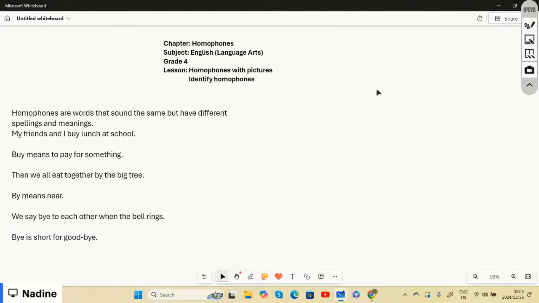All right. So we're going to look at a few words, or we're going to identify a few words that are homophones. They're words that sound the same, but if we look at the spelling of the words, you'll see that it's different, and if we look at the meaning of those words, you'll also see that it is different.